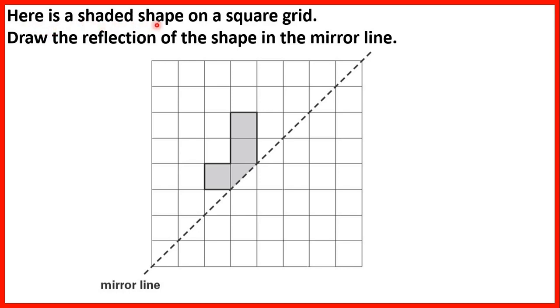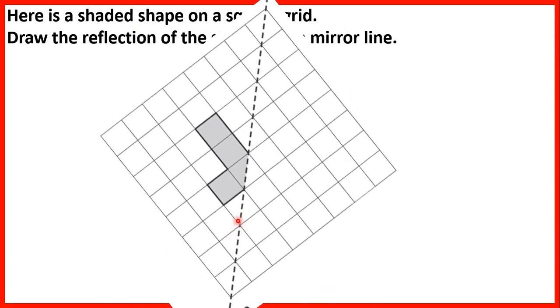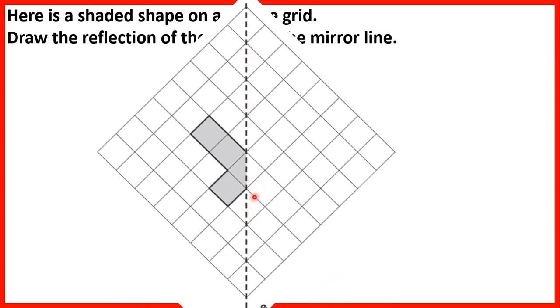Here is a shaded shape on a square grid. Draw the reflection of the shape in the mirror line. So we can see that we have a diagonal mirror line, and diagonal mirror lines are confusing, but what we can do is turn our page so that we have a vertical mirror line. And then remember, when we need to draw the reflection, we need the same reflected on both sides.